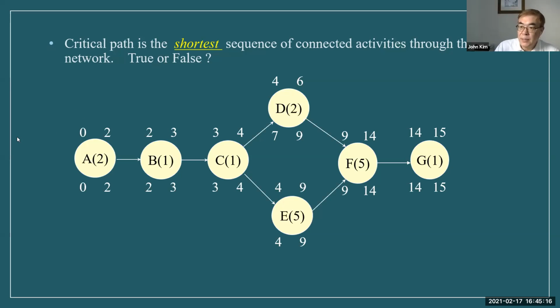Here, in this network diagram, in this project, there are two possible paths. One is this path, and the other one is this path. Okay, so two possible paths. First path: A, B, C, D, F, G. And the other one, this path: A, B, C, E, and F, G.